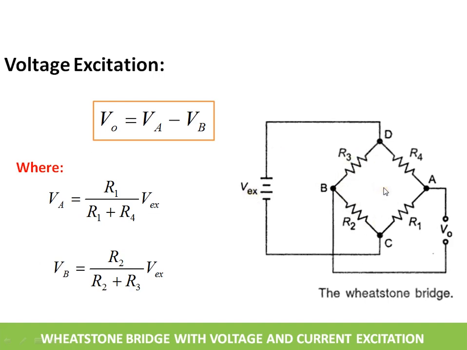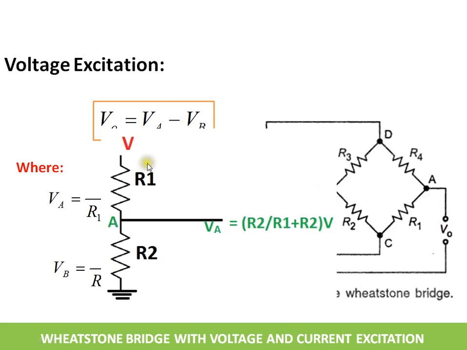This is the bridge with the voltage excitation VEX. These are the four arms R1, R2, R3, R4 of the Wheatstone bridge, and the voltage output is taken across A and B nodes. V0 is given by VA minus VB. VA and VB can be calculated by using the voltage divider rule. Here you can see these are the two resistances R1, R2. One is connected to the source, another is connected to the negative of the source.